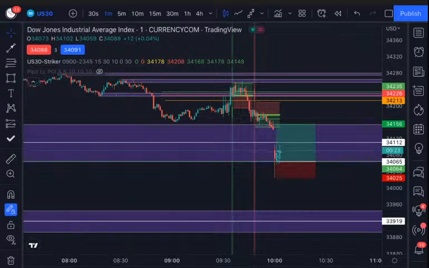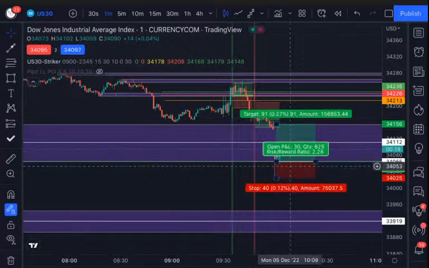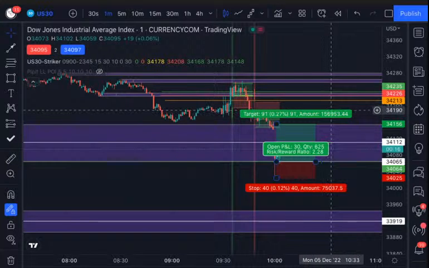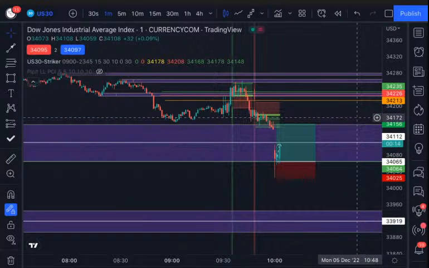I'm just going to take it up to close that gap. So I got like a 40-point stop. It's a 90 pip target. 90-point target.